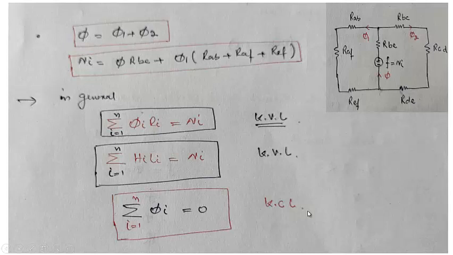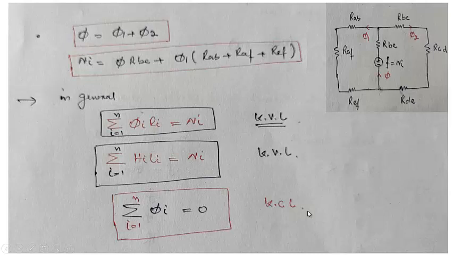In general form, we can write the summation from 1 to n of phi i Ri equal to Ni. That means the total magnetostatic drop will be equal to the forcing function. This is analogous to the voltage drop in the electric circuit. Sometimes it may be replaced by magnetic field intensity terms as well, that is, summation of HiLi will be equal to Ni. This is the form of KVL in magnetic circuits, and the summation over i equal to 1 to n of phi is equal to 0.